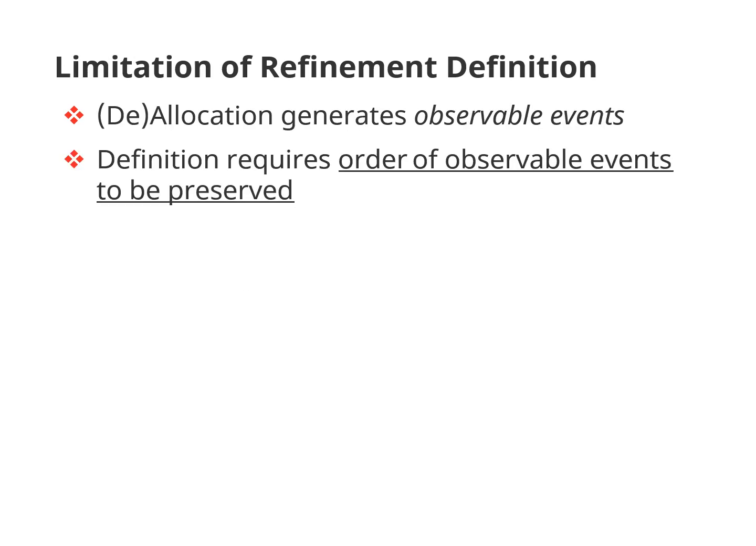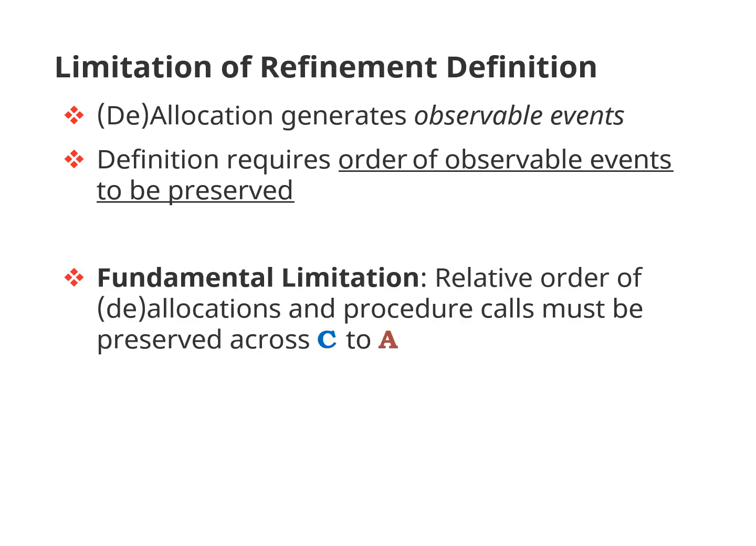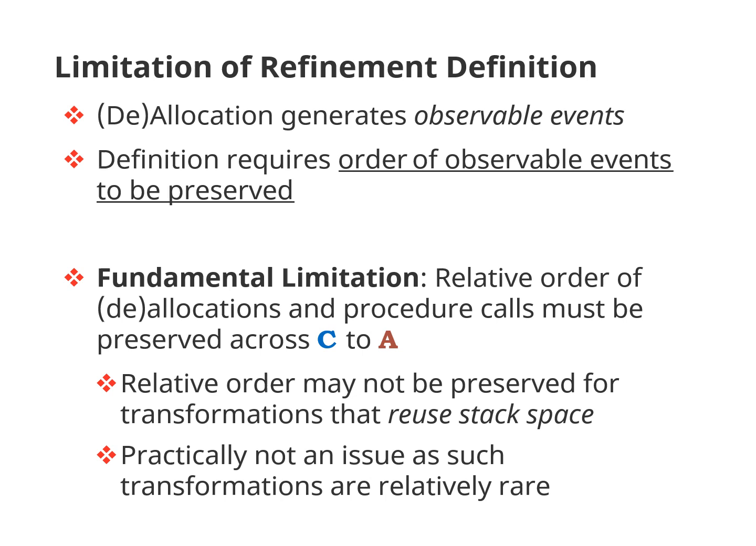On the other hand, the observation of allocation and deallocation precludes certain transformations. A fundamental limitation of the definition is that relative order of allocations, deallocations, and procedure calls must be preserved from C to A. A class of transformations that may not respect this constraint are those that reuse stack space. We argue that such transformations are relatively rare.